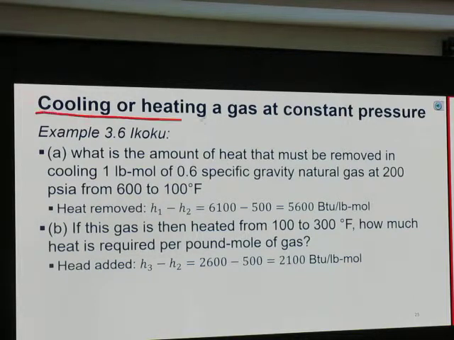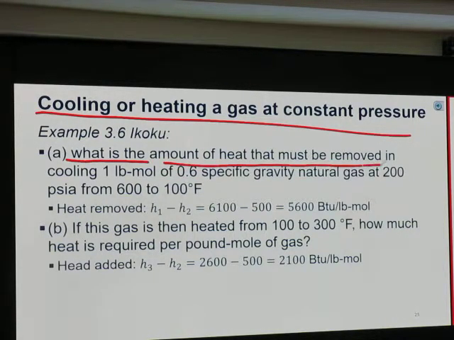Okay, let's take a look at this: cooling and heating gas at constant pressure. This example, let me read it for you. What is the amount of heat that must be removed in cooling 1 pound mole of 0.6 specific gravity natural gas at 200 psi from that much to that much? Why do we need to know this amount of heat? What is that for?